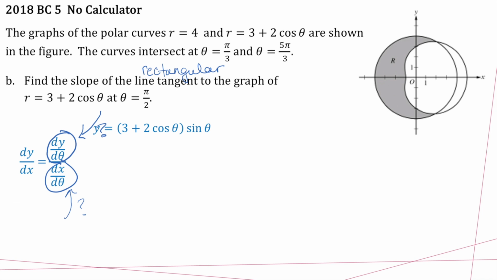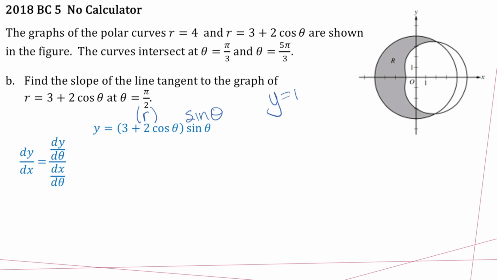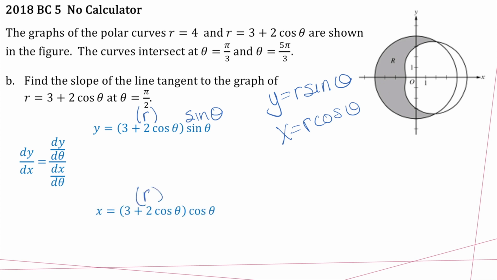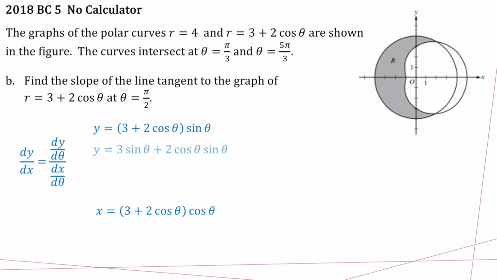Well, y equals r sine theta. Here's r and then sine theta. Remember, y equals r sine theta, and x equals r cosine theta. So here's my r and cosine theta. And if I've remembered that, now it's just a matter of taking the derivative of both of those.